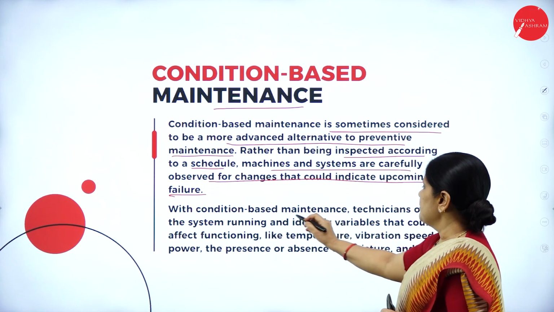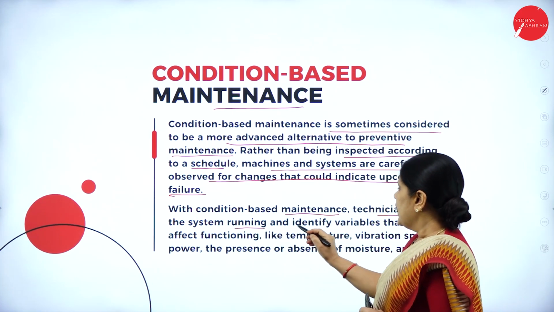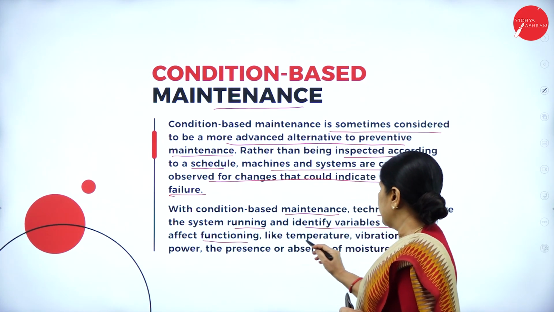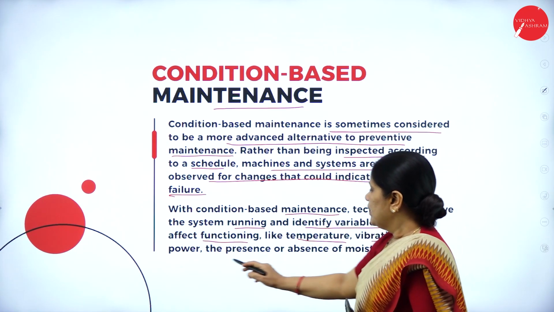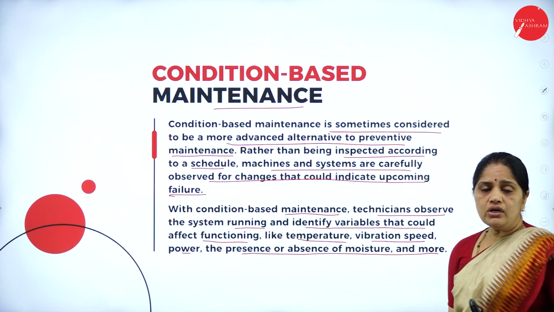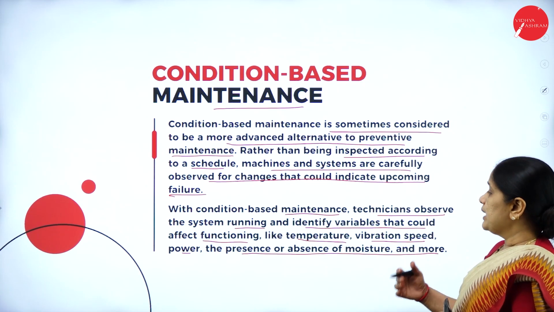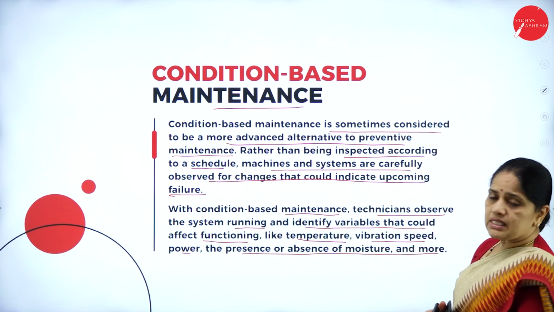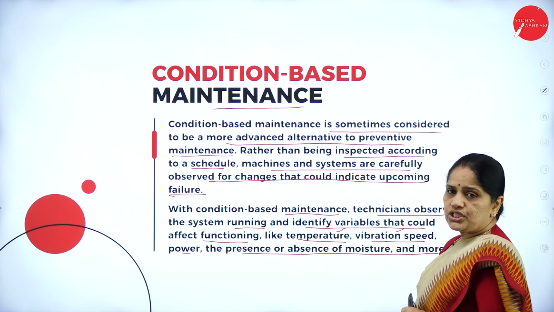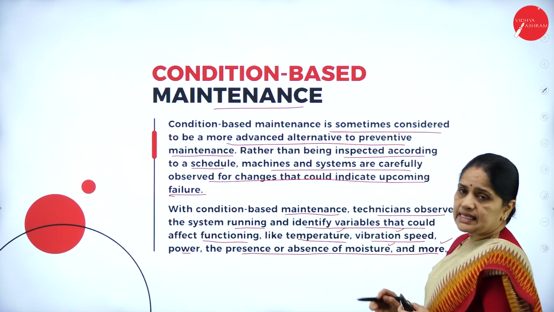With condition-based maintenance, technicians observe the system running and identify variables that could affect the functioning, like temperature, vibration, speed, power, presence or absence of moisture and more. So, the technicians will be observing the various variables like the temperature of the machine, the vibration speed, the power, the presence or absence of moisture, etc.